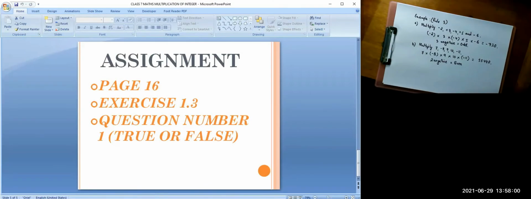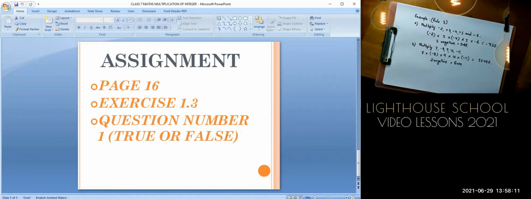As for your assignment, dear students, please solve exercise 1.3, question number 1, A, B, C, D, and E of page number 16.